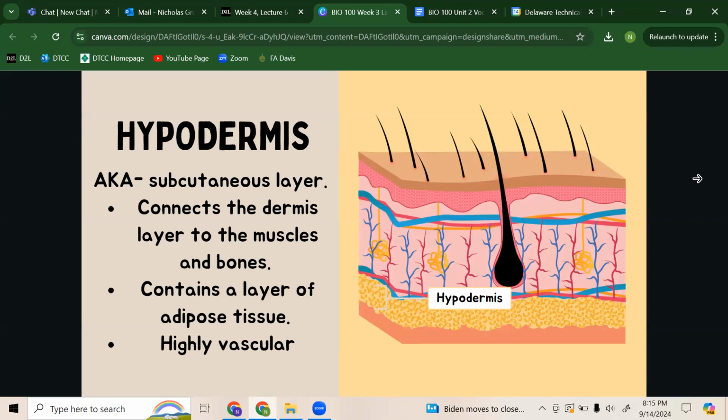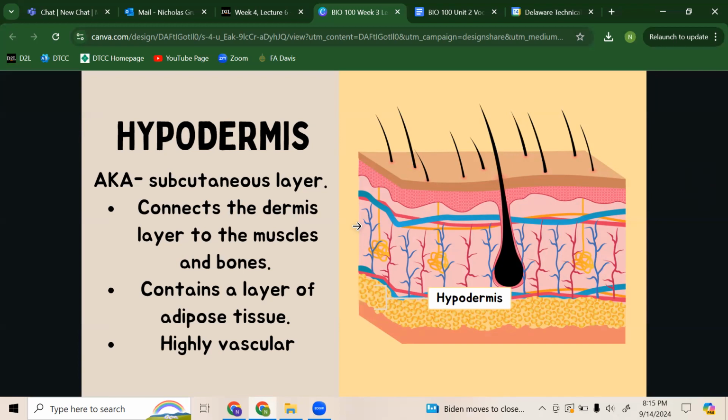Okay, going all the way down. Remember I said the epidermis plus the dermis is what makes up our skin, or the cutaneous membrane. Now we're talking about the hypodermis, which means below the skin. It's our subcutaneous layer. It's going to connect our dermis to the muscles and bones underneath. It's kind of our anchor to everything else underneath, our main structure.